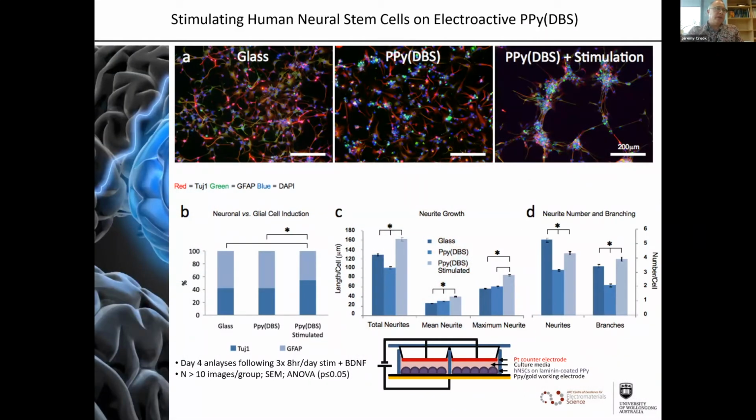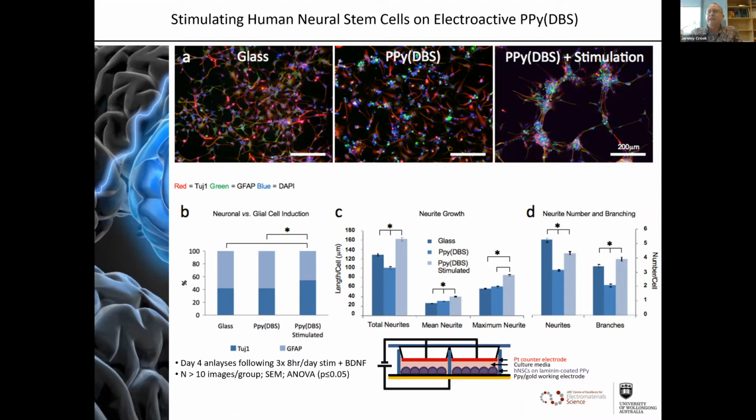So, several years ago, we demonstrated that polypyrrole could be used to electrically stimulate human neural stem cells and augment their differentiation to neurons when containing the anionic dodecylbenzene sulfonate, or DBS. Now, for those not familiar with polypyrrole, it's a type of organic polymer formed by the polymerization of pyrrole, with its oxidized derivatives being good electrical conductors.